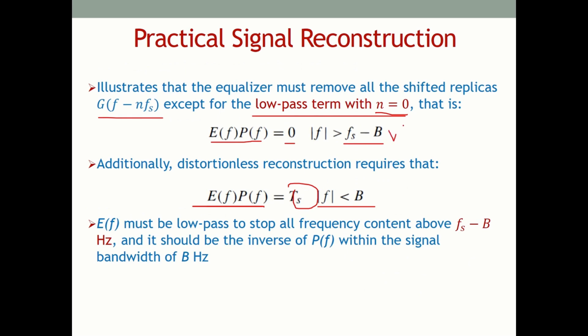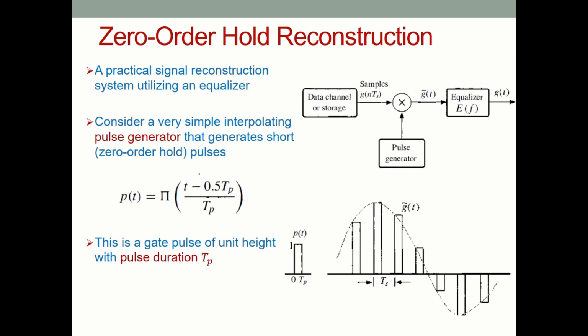So E(f) has these two properties. Now next we need to determine how E(f) looks, what is the plot of E(f)? For this we need to understand, let's say the pulse p(t) that we used, we need to have some mathematical form for that pulse. Let's say we used a rectangular pulse as shown here.